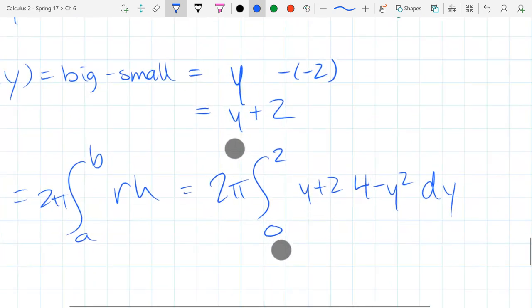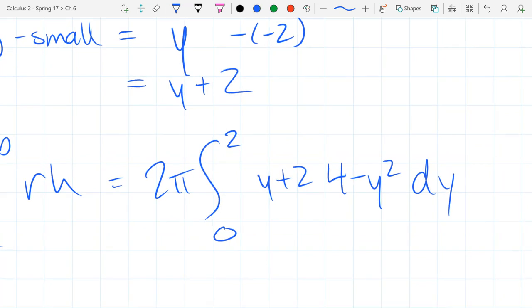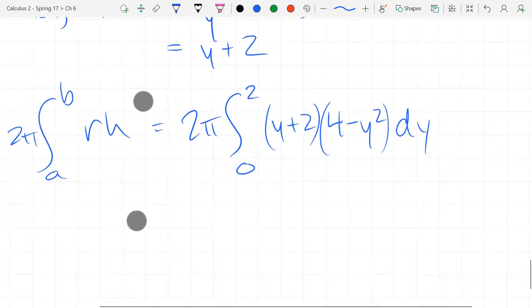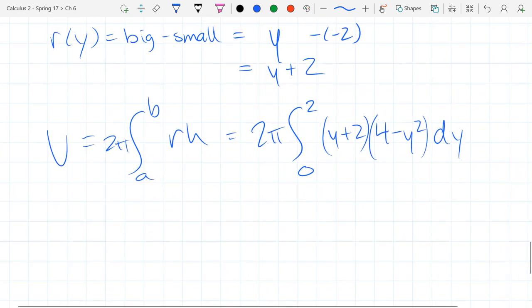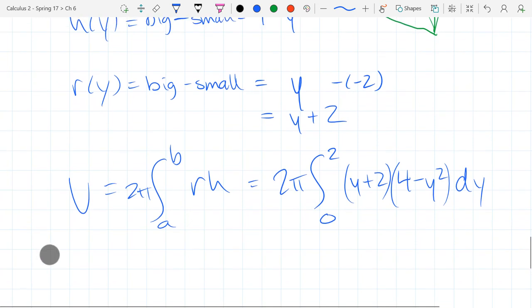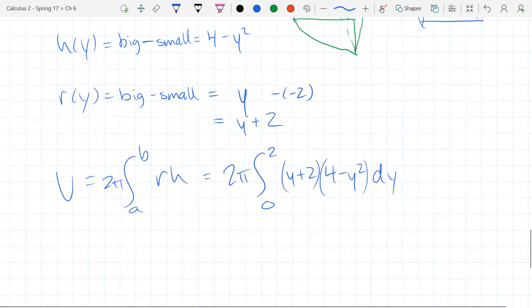Now, this looks absolutely miserable if you leave it like this. Make sure you use parentheses, or I don't even know what y plus 2 4 minus y squared means. That's not at all what we want. So make sure you use parentheses so you know what is multiplied. Then distribute and solve would be the way to go. You get a third degree polynomial when you multiply it all out, and then the anti-power rule. What's the difference between distribute and factor? They're inverse operations. Distribute is multiply, and factor is unmultiply, or separate out. So this one we will leave here.